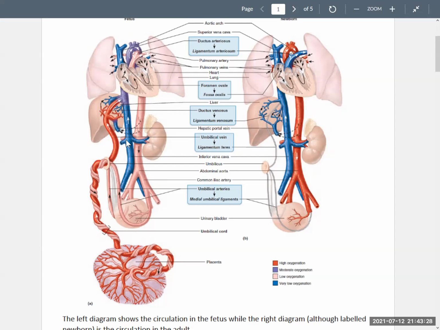The blood joins the vena cava, and the vena cava is returning from all parts of the body, and it enters as normal into the right atrium. Blood coming from the head region and the arm region enters through the superior vena cava, and it goes to the right atrium as well.